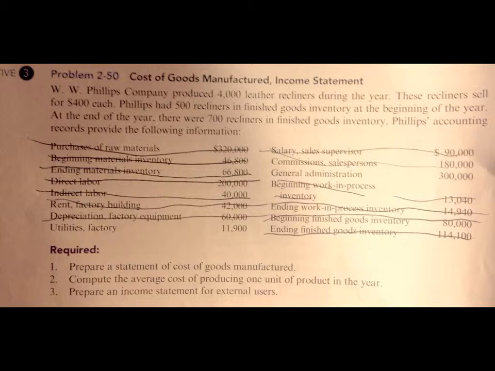Also, it is important to remember when conducting both the cost of goods manufactured statement and the income statement, you need to know the who, the what, and the when. The who being in the title, which is W. Phillips Company, the what, cost of goods manufactured, and the when. Since the year is not given, I use the end of this year, which is for the year ended December 31st, 2015.